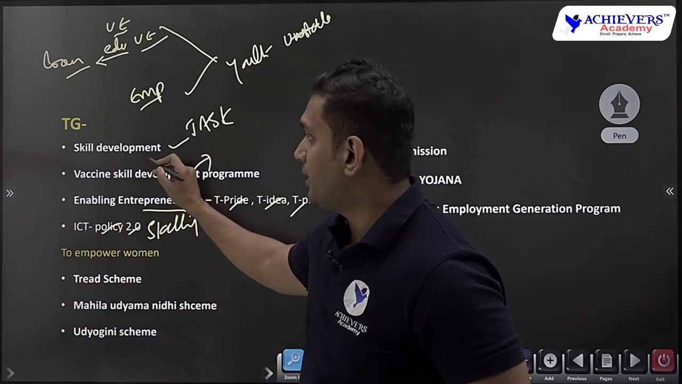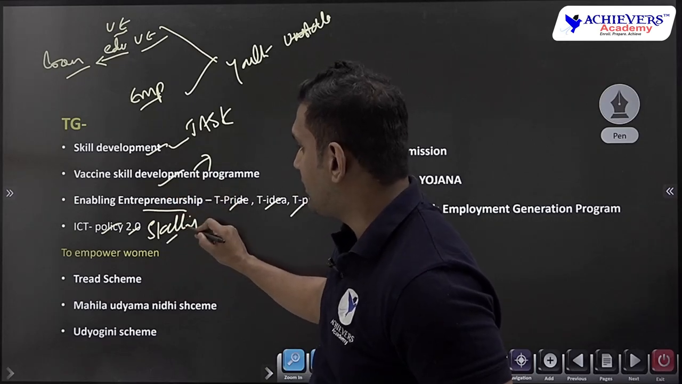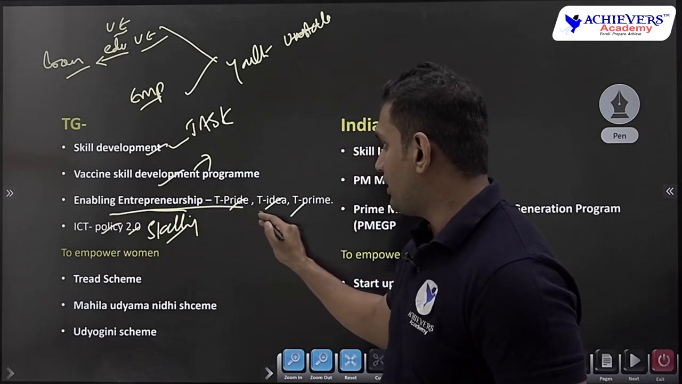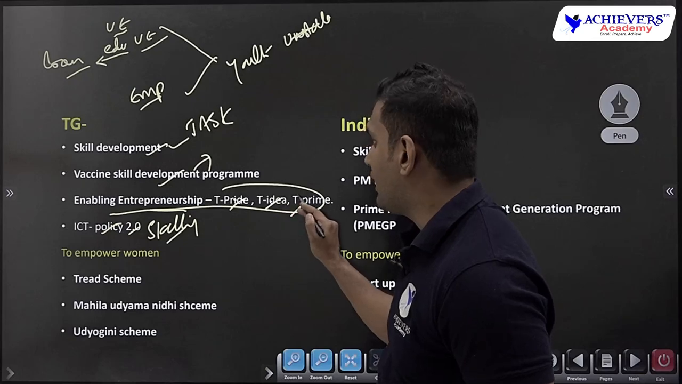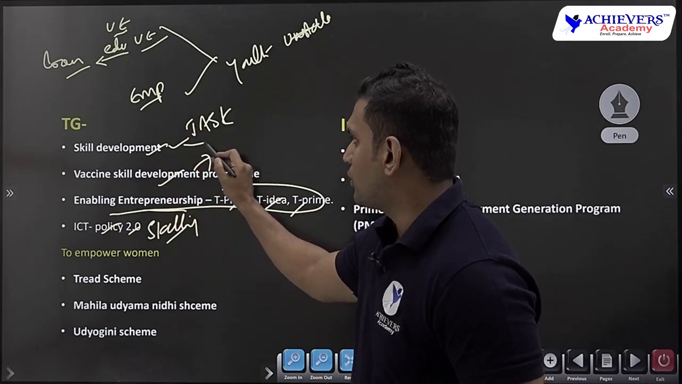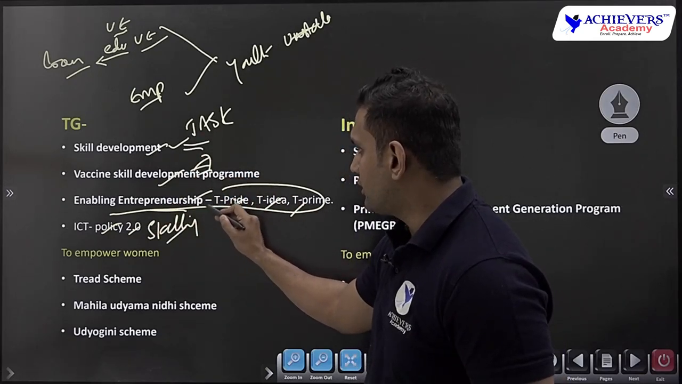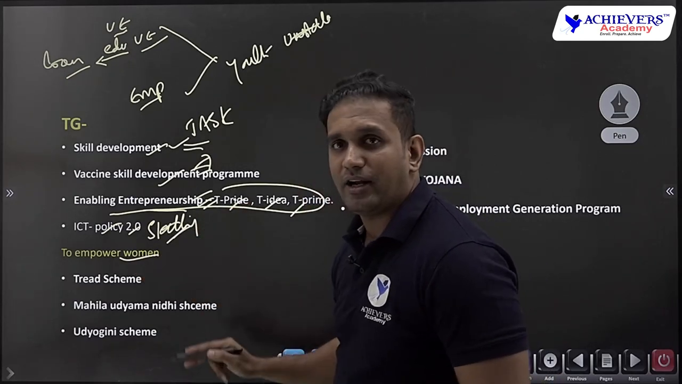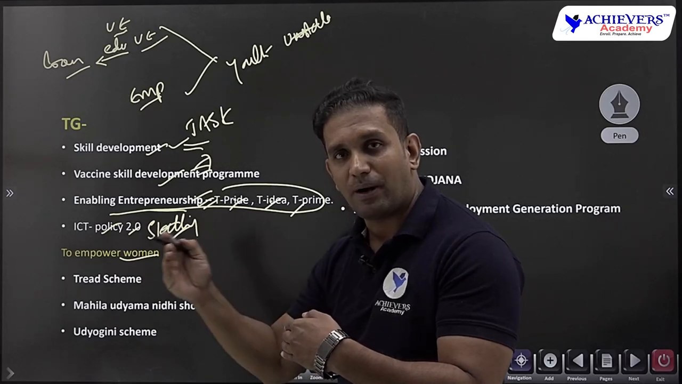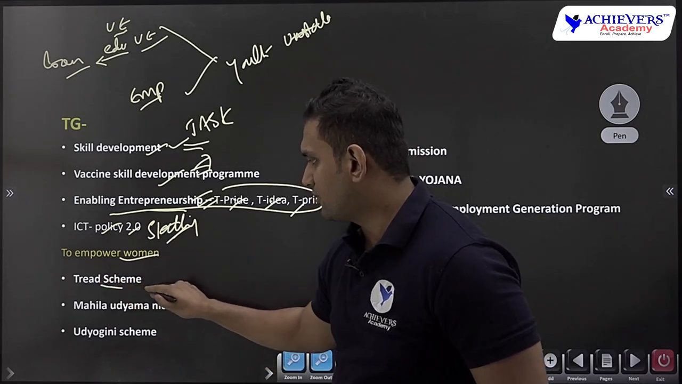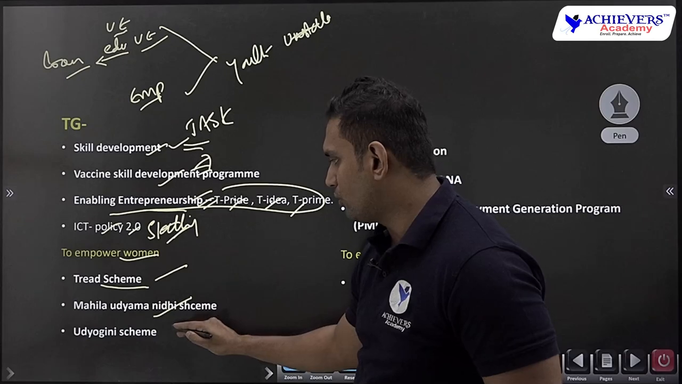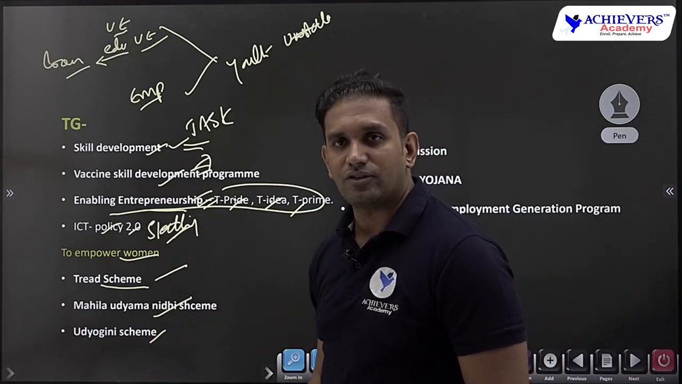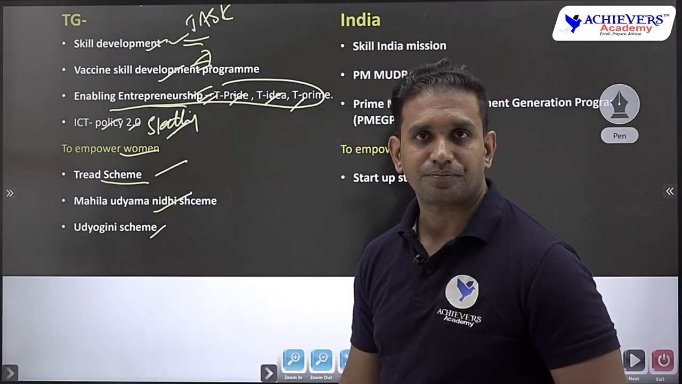So the Telangana government is having skill development, and enabling entrepreneurship is also there. T-Pride, T-Idea. While you are writing this, here two lines, here two lines, here three, four lines, here two lines, enough. Then to empower women, to make women on par with men, T-Hub scheme is there, two lines. Mahila Udyama Nidhi scheme, Udyogini scheme, two lines like that you have to write.